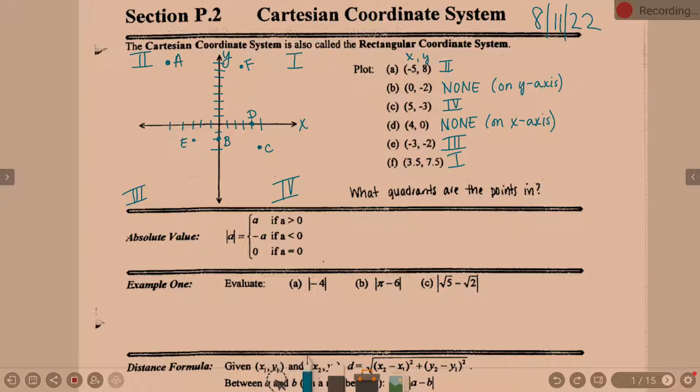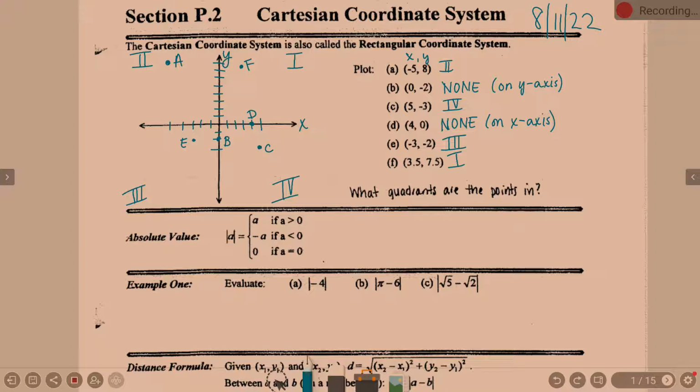Now, what this is saying, if A is greater than 0, so if A is positive to begin with, then the absolute value of A is just itself. Make sense? Okay. This one says, if A is less than 0, so if A is negative to begin with, then what is the absolute value of A? It's listed as negative A here, but think of it as the opposite. So if it's already negative, when you do the negative of A, it makes it positive. And then if A is 0, the absolute value of 0 is 0.